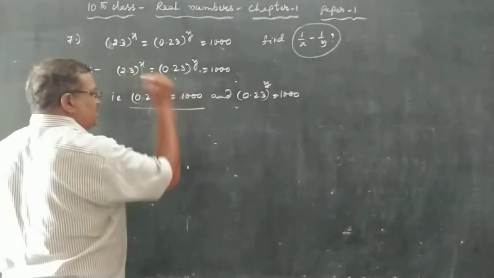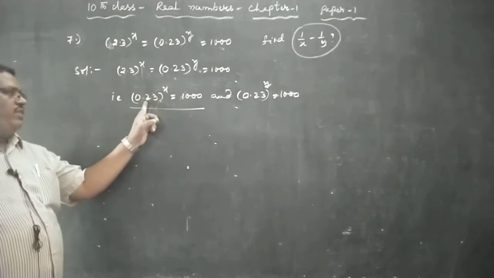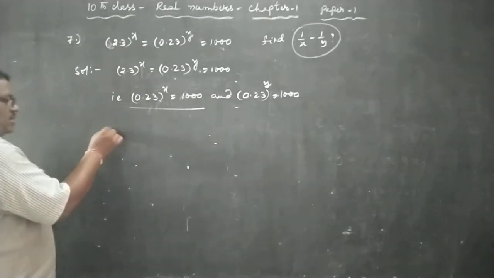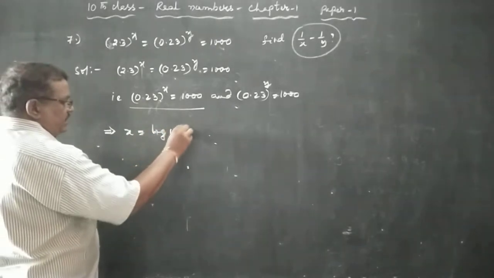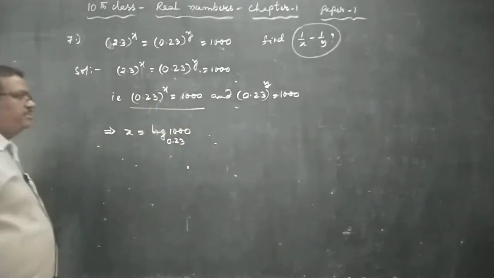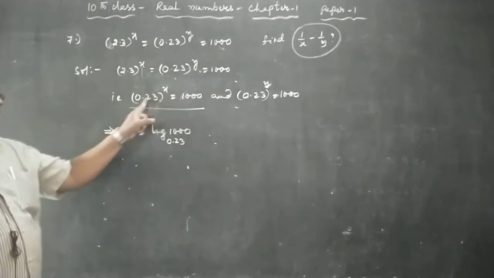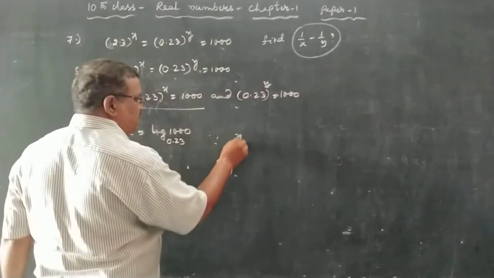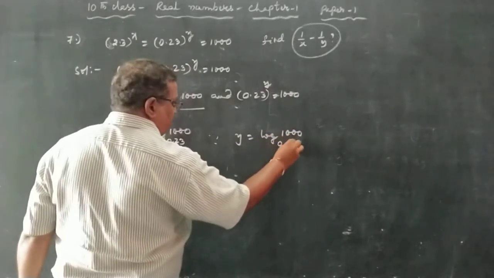First of all, take this first one. This is in the form a power x is equal to n. If a power x is equal to n, then x is equal to log n to the base a. That implies x is equal to log 1000 base 2.3. In similar manner, here also y is equal to log 1000 base 0.23.